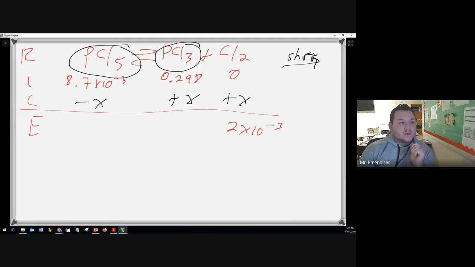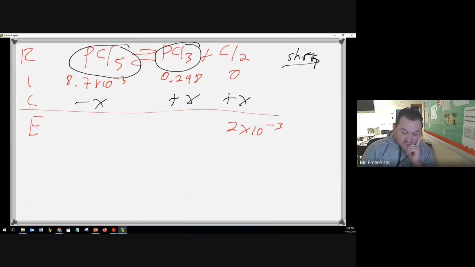So what we do is we put minus X for reactants, plus X for products. Now, if this was a 2 here, it would be plus 2x. Okay, so you're going to add that change, but it's going to multiply by that coefficient. But in this case, we know the equilibrium changes.